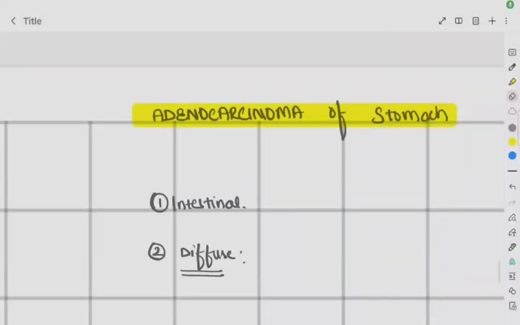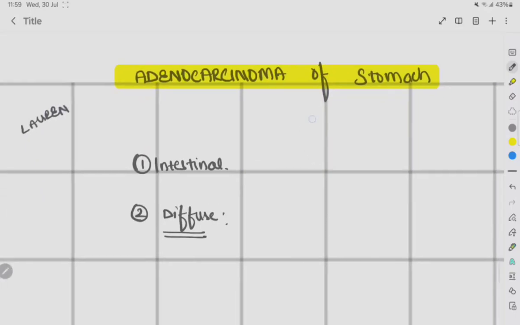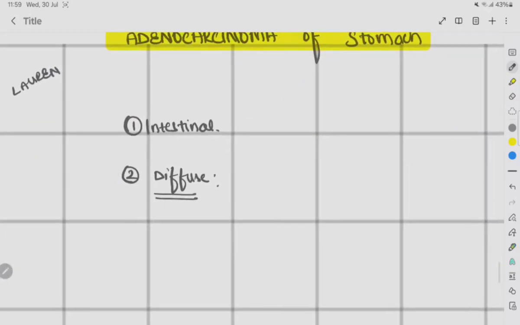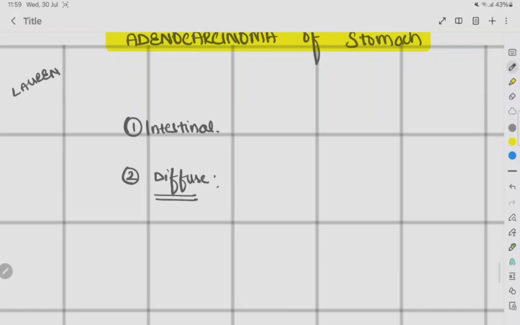Hello, today we'll be talking about adenocarcinoma of the stomach. According to the Lawrence classification, the adenocarcinoma is divided into two types. It is basically based on histology: intestinal type and diffuse type.